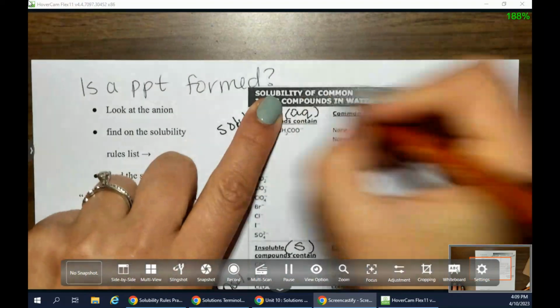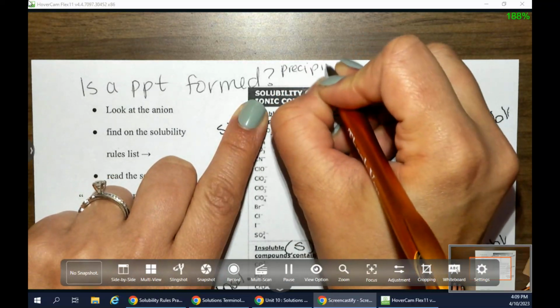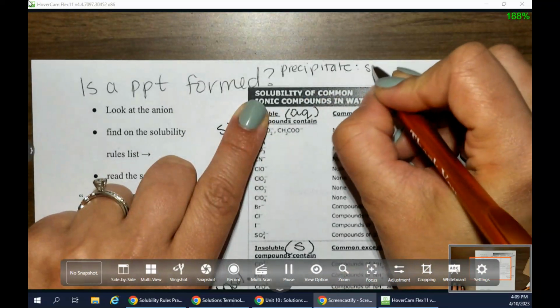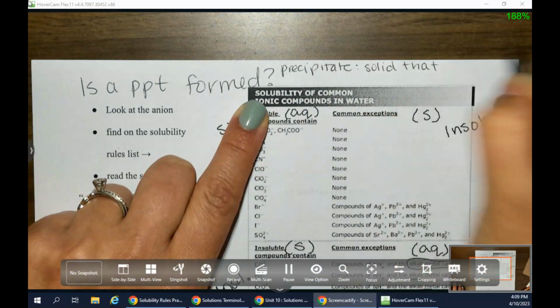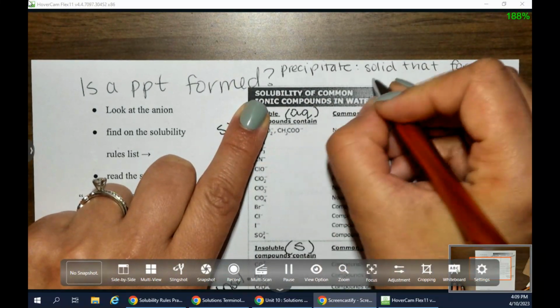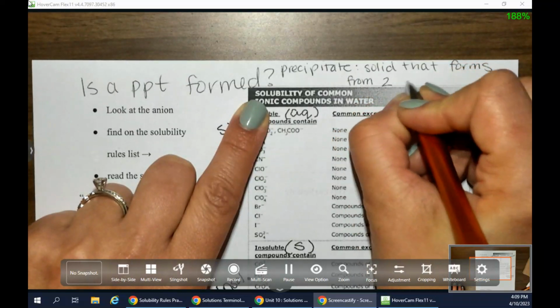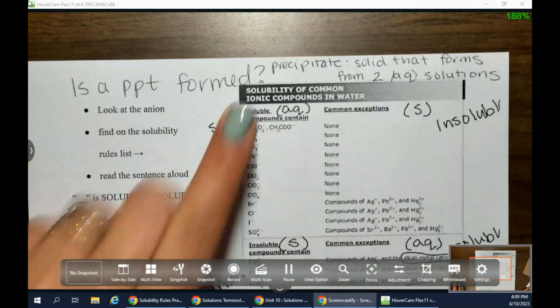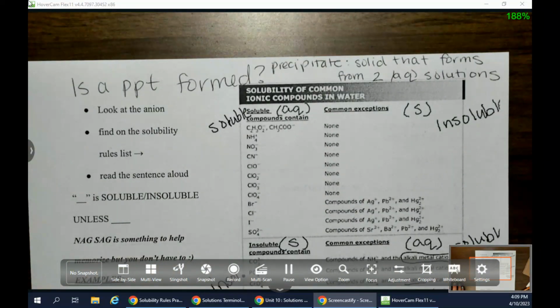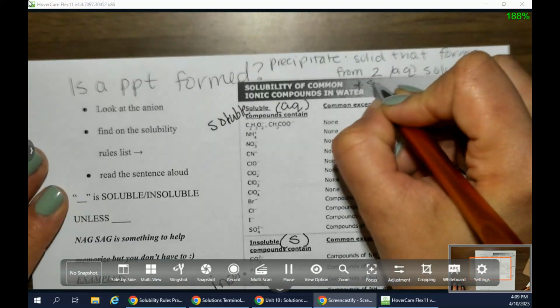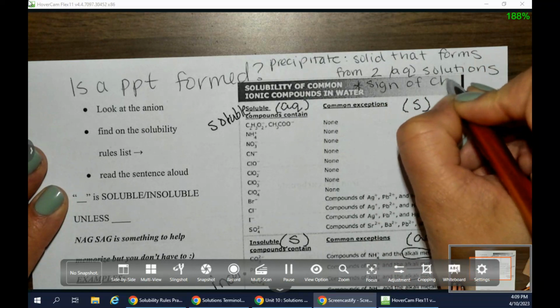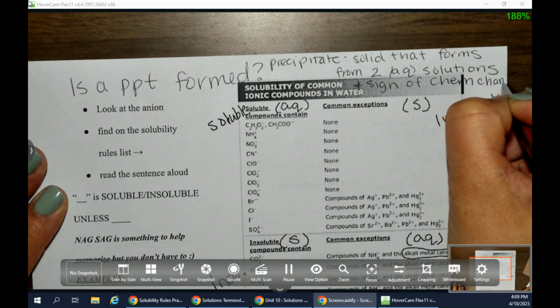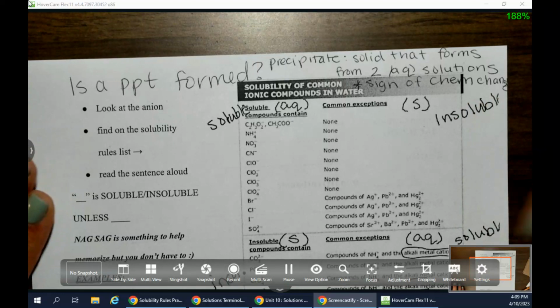Let's write it real quick. So just write yourself that little reminder. A solid that forms from two aqueous solutions. Okay? A solid that forms from two aqueous solutions. This is a sign of chem change. All right, so sign of a chemical change.